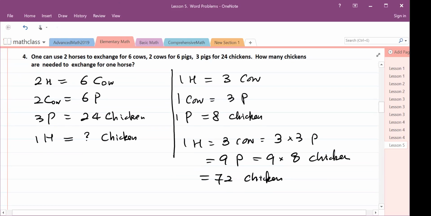Okay. Think about that, one horse equals 3 cows. One cow equals 3 pigs. So you want to find the relation between horse and pigs. Then you can see that you need 9 pigs to exchange for one horse. But one pig equals 8 chickens. That's why I have 9 times 8. So you need 72 chickens in order to exchange for one horse, yeah.